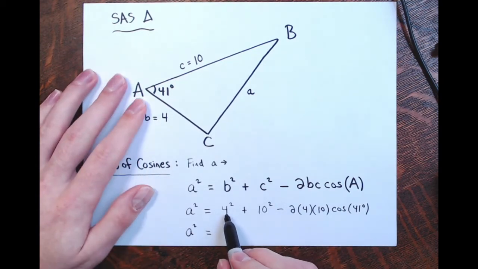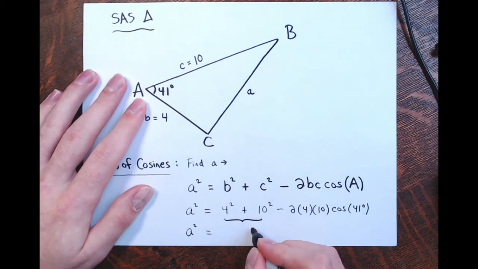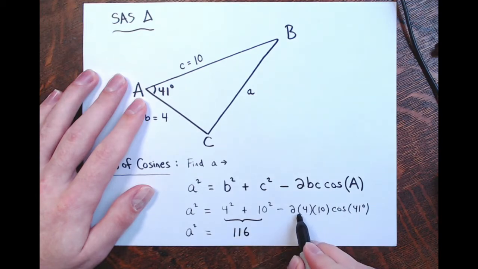This is 16 plus 100. So these two add up to be 116. And then this product here is 80, right? 2 times 4 times 10. So we have minus 80 times the cosine of 41 degrees.